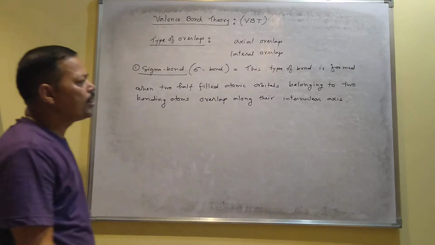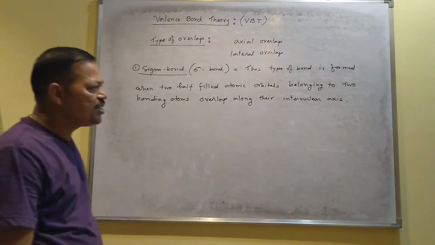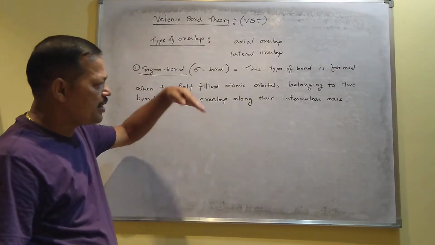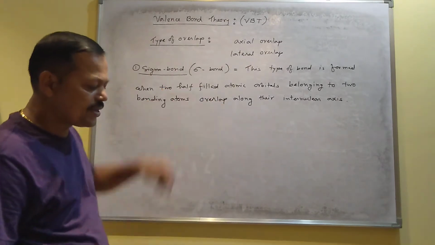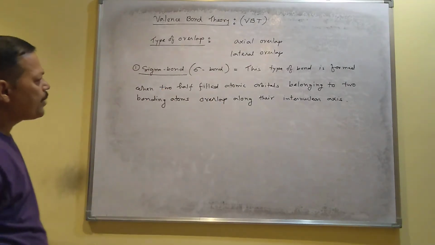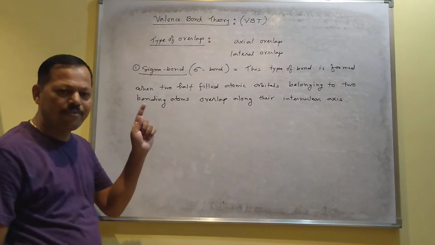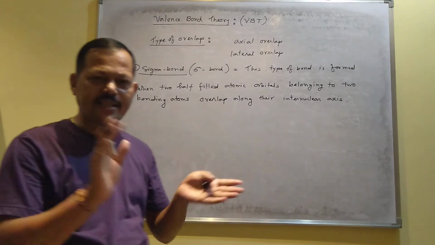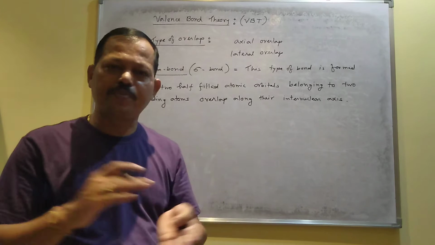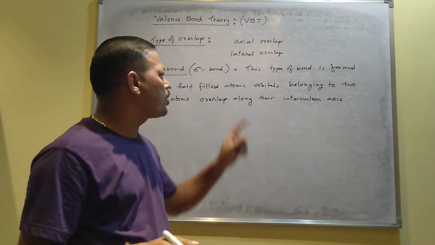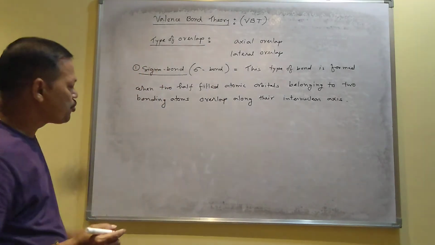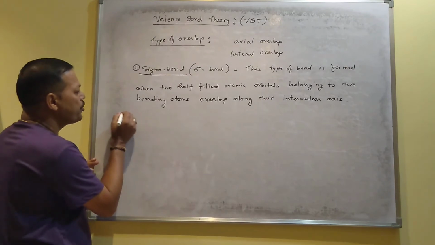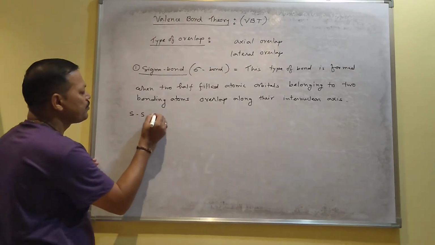I mean, when the overlap takes place along their internuclear axis, then that type of overlap always produces a sigma bond. This type of bond may form by s-s overlap, s-p overlap, and p-p orbital overlap also can form a sigma bond. So I will show you the overlap. First I will show you s-s overlap.